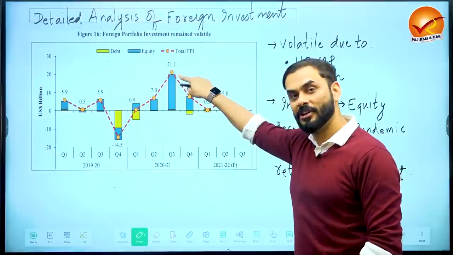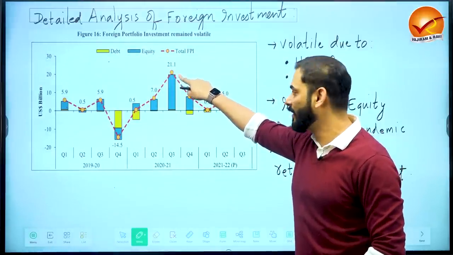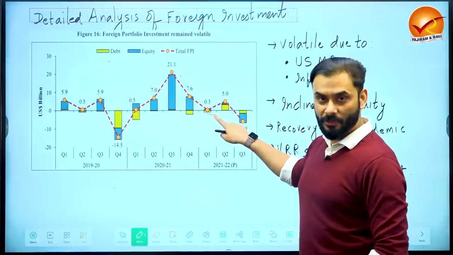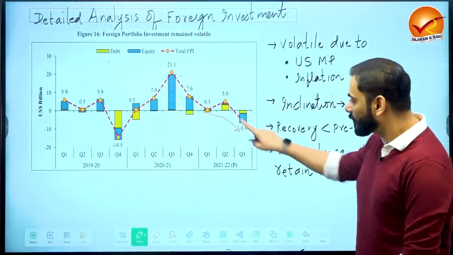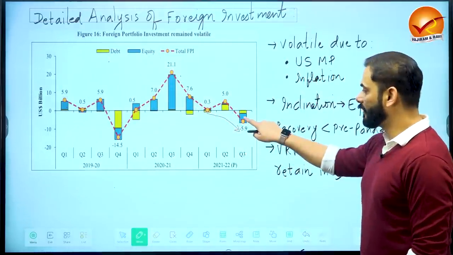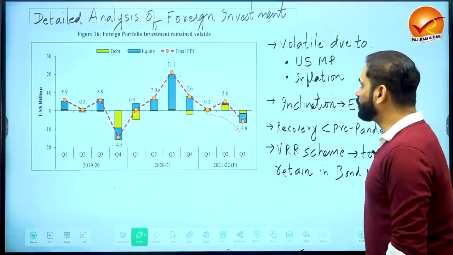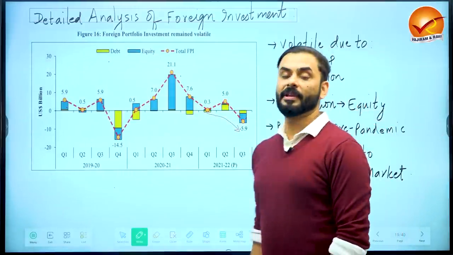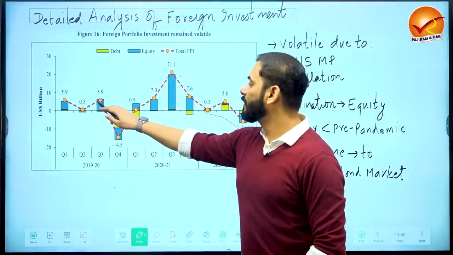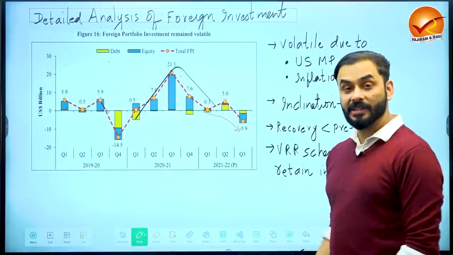And foreigners invested a lot of money, which means FPI increased in India. Then it started to come down. And now finally, it has come down, you see here. Now, why is this happening? Why is the foreign portfolio investment going up, and then why is it coming down?